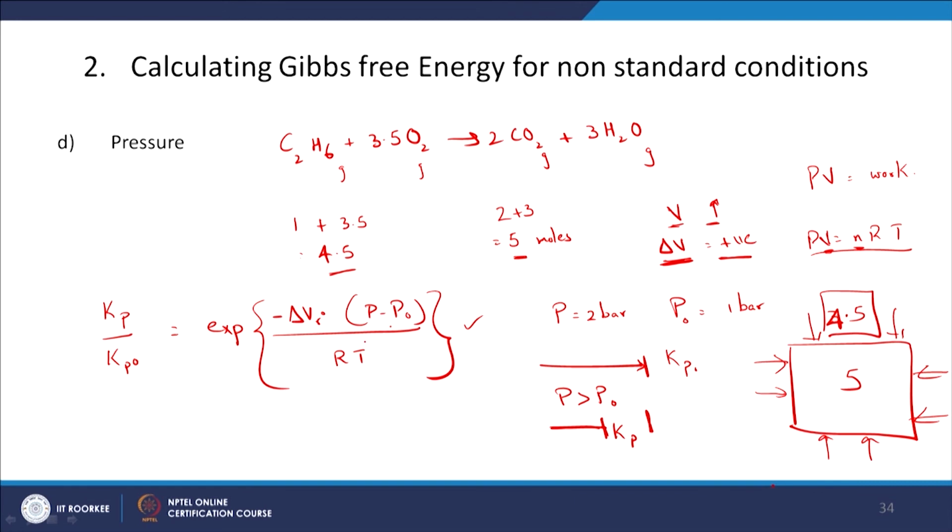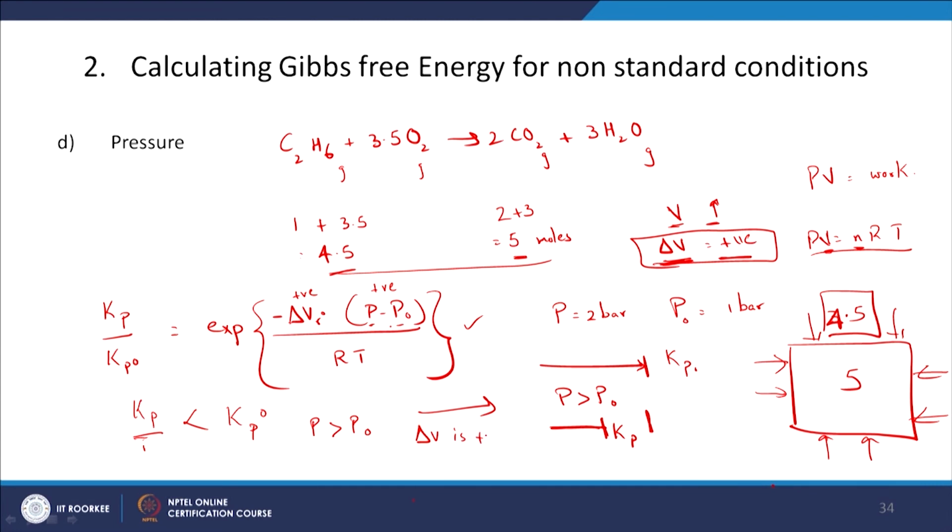So, again, let us try to apply that to your equation and see if we can get to the same conclusion. Here we have P minus P naught, and P is greater than P naught, so this term is positive. And delta V naught, we know that delta V in this case, especially when the volume is increasing, is positive. So, when you increase the pressure over the standard condition of 1 bar, we see that Kp ends up being less than Kp naught, and this is what we just discussed. So, when P is greater than P naught and delta V is positive.